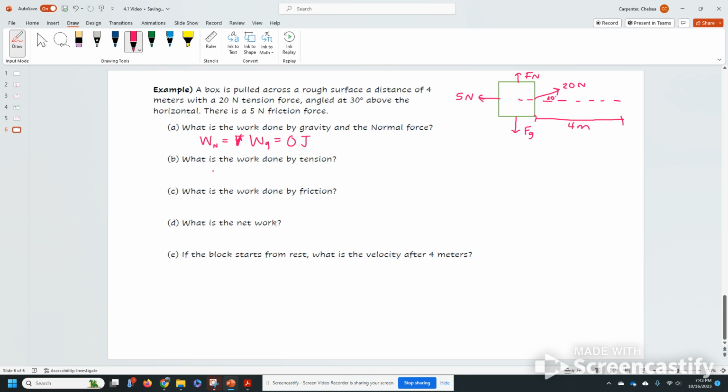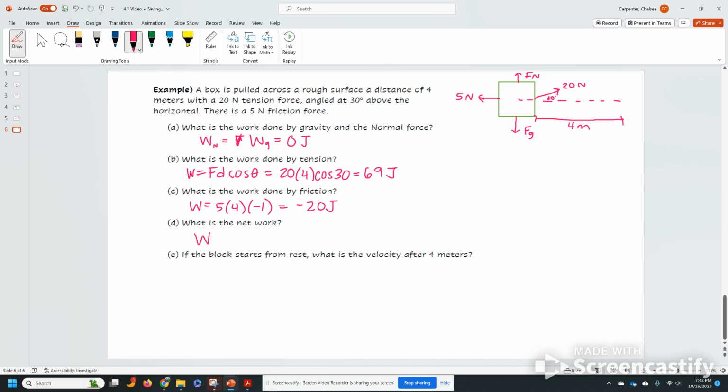What is the work done by tension? Work is going to be F times distance times cosine theta, because we are at an angle here. So 20 newtons times 4 meters times cosine 30 is going to be about 69 joules. What is the work done by friction? Remember, we're in the opposite direction, so it'll be force is 5 newtons times 4 meters, but we'll multiply by -1 here to make the answer negative, so -20 joules.